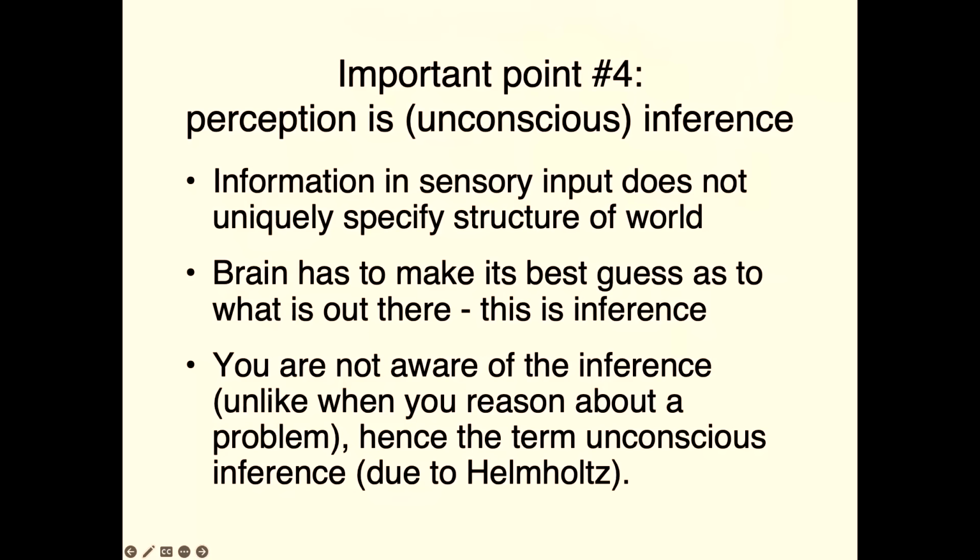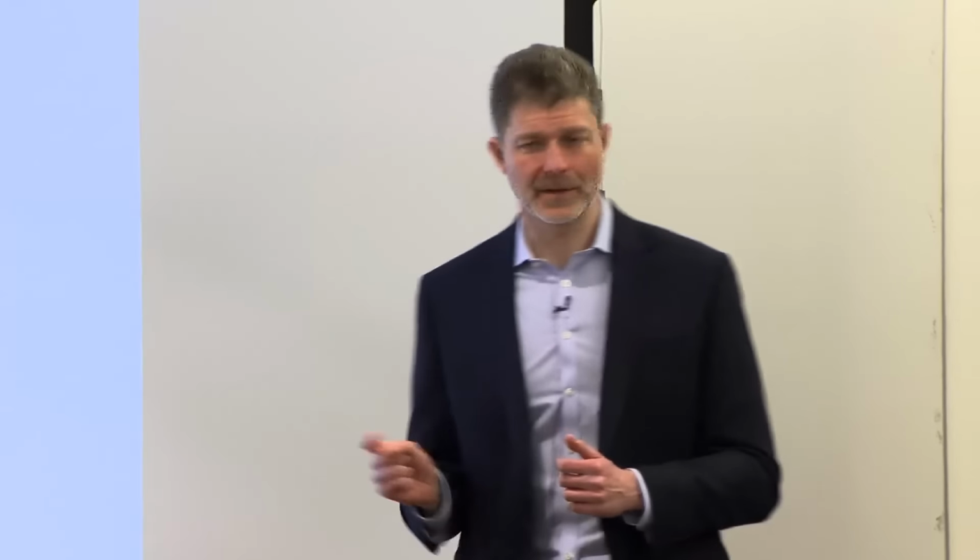So it's very different from some kinds of inferences you make consciously, like you might reason about a problem to work out what might likely have happened to explain something, right? The inferences that your perceptual systems make just happen automatically, really without you being aware of them. And so that's why we call it unconscious inference.